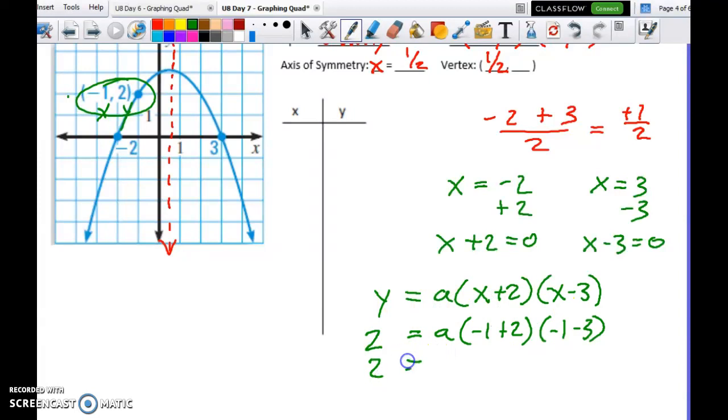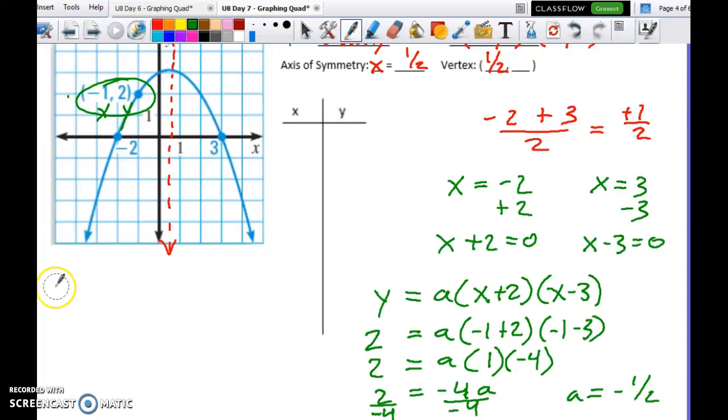So then I have 2 equals, and it looks like a times +1 and -4. This is turning out to work out, I think. 1 times -4 is -4. Don't forget the negative sign times a. Divided by -4. This is a common mistake. A lot of people get -2 when I do this, but actually it's -1/2. So a would equal -1/2.